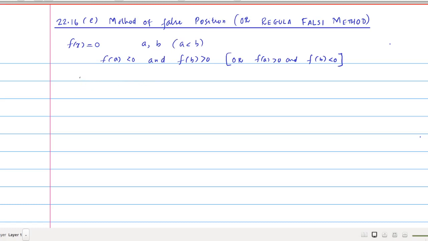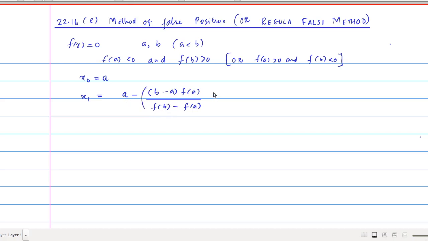So we set x naught equal to this a. Then how will you find the next approximation for the root, that is x1? x1 is obtained by setting a minus b minus a times f of a, divided by f of b minus f of a. This is how the first approximation is obtained. This equation involves a and b with equal importance.